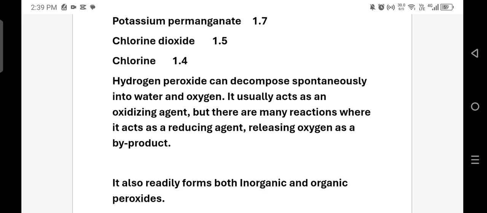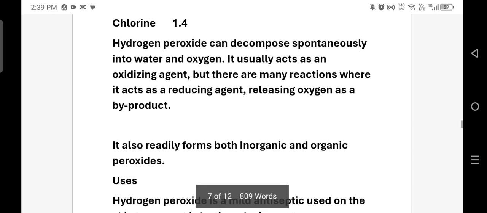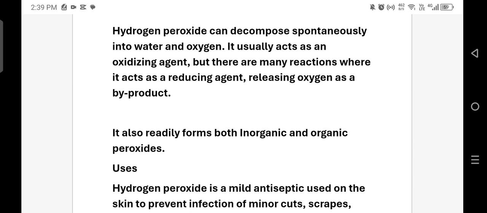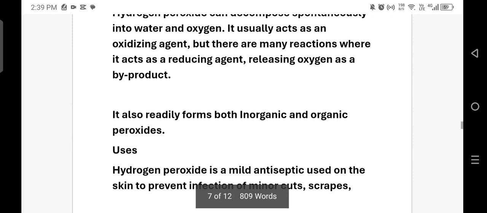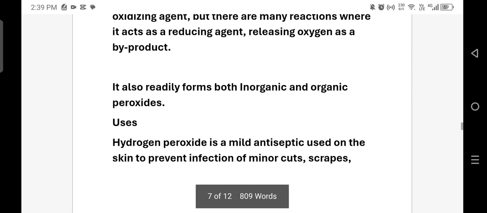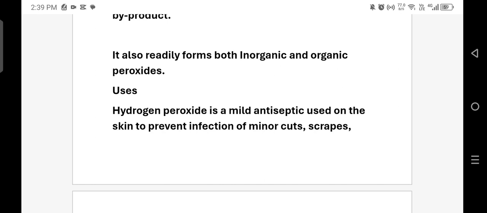Hydrogen peroxide can decompose spontaneously into water and oxygen. It usually acts as an oxidizing agent, but there are many reactions where it acts as a reducing agent, releasing oxygen as a byproduct. It also readily forms both inorganic and organic peroxides.